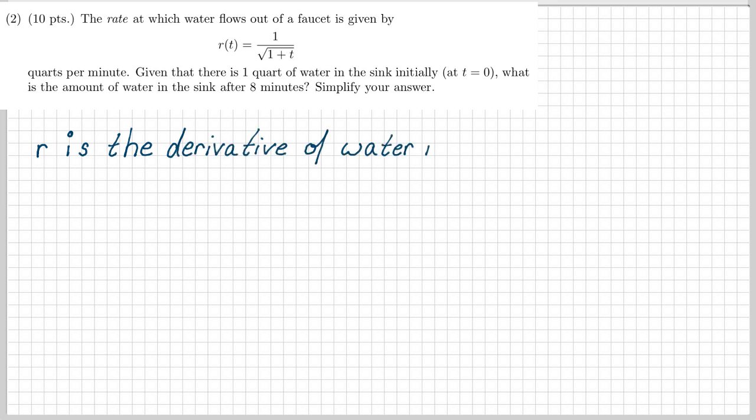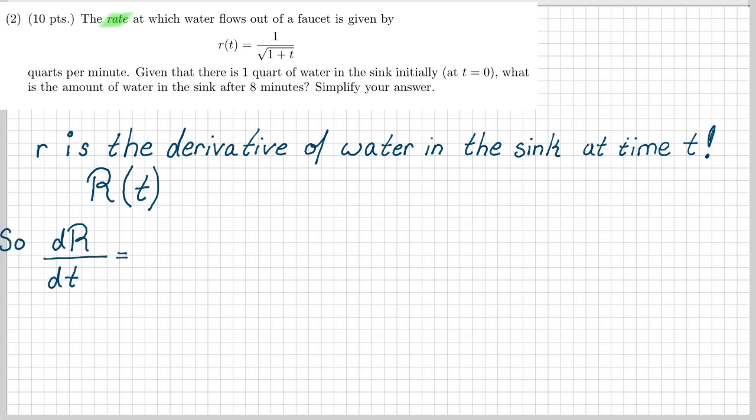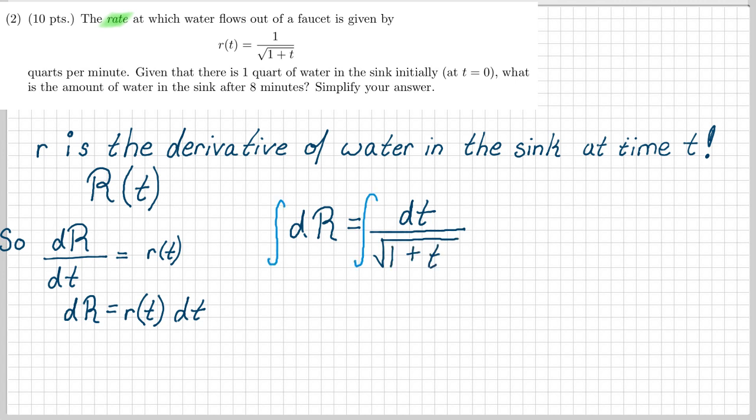So let's remember that r is the derivative of the water in the sink at time t. And so I'm going to make capital R equal to the amount of water that's in the sink. And what that tells me is that dR/dt is equal to this lowercase r. And now this is a separable differential equation. So dR equals r of t dt. And then when I replace r of t with what it equals, I get this, and I can integrate both sides.